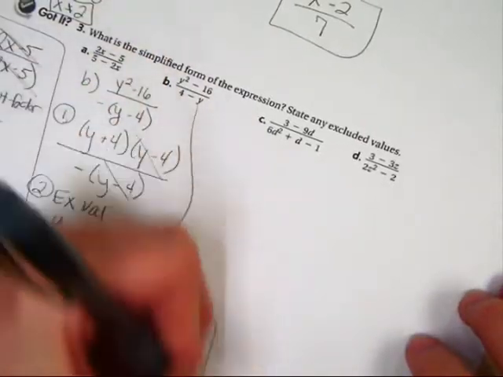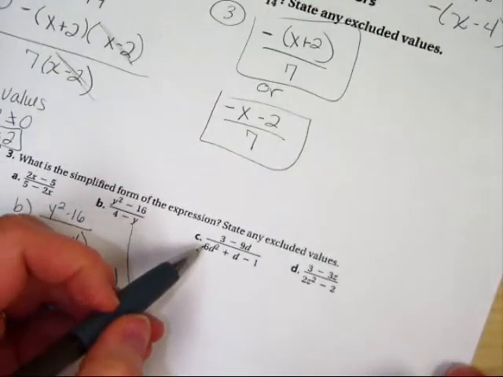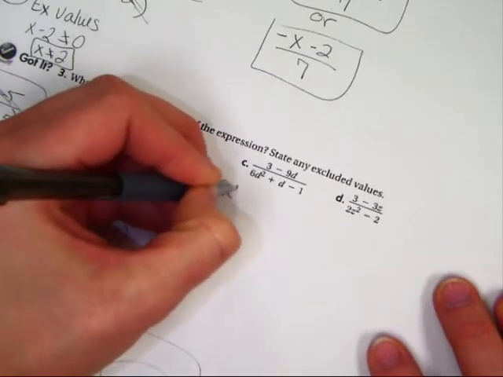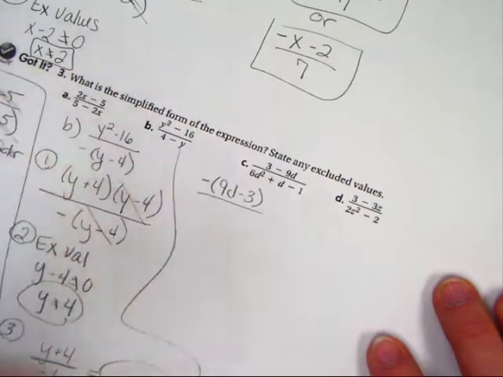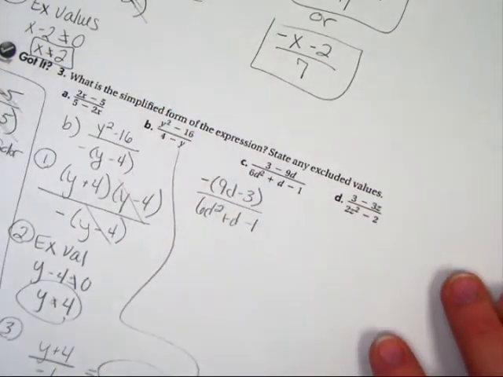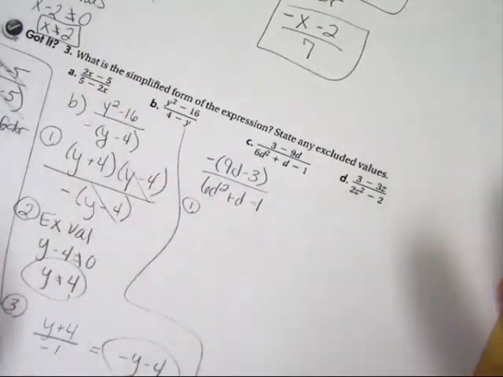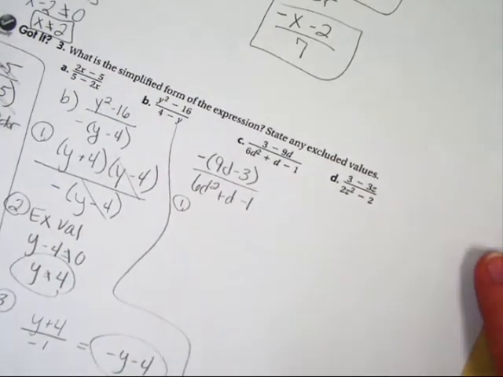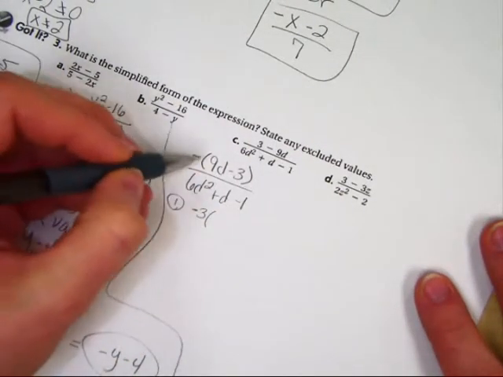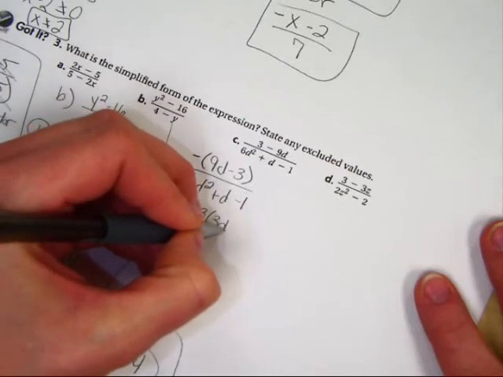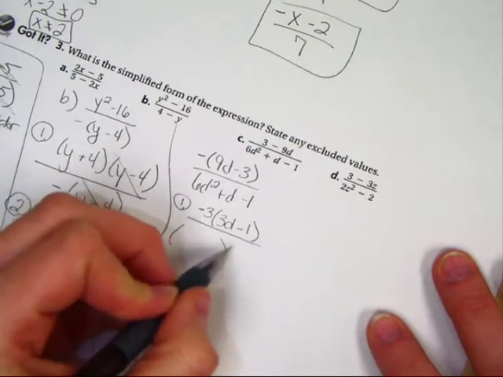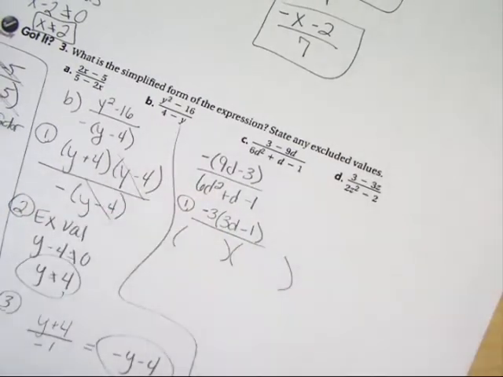Part C. I don't like how the top is written, so what I'm going to redo is I'm going to take out a negative and make it 9d minus 3 all over 6d squared plus d minus 1. Now in step 1, when we go to factor, you got to take your time on this one, because on the top it does factor pulling out a 3, GCF. 9 divided by 3, there's 3d minus 1 when you pull out a 3. The bottom does factor. If you're clever, you can try to use the top to help.